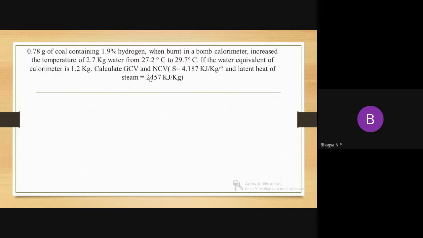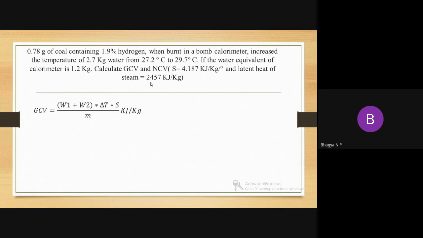So the next problem is this one. Mass of the fuel is given, that is 0.78, and percentage of hydrogen is also given, that is 1.9. Rise in temperature value is also given, 2.7, and the water equivalent of calorimeter is also given. And the specific heat and latent heat of water, all the data is given in this problem. Now we'll move on to solving this problem.